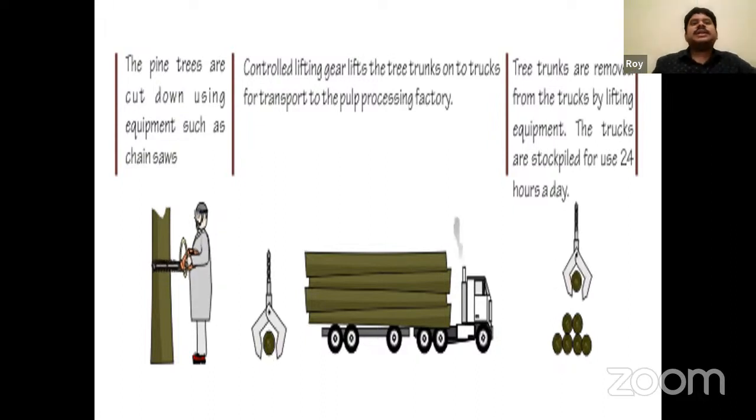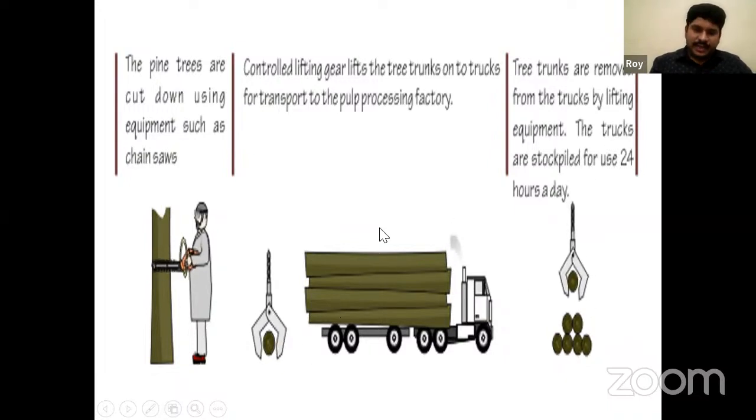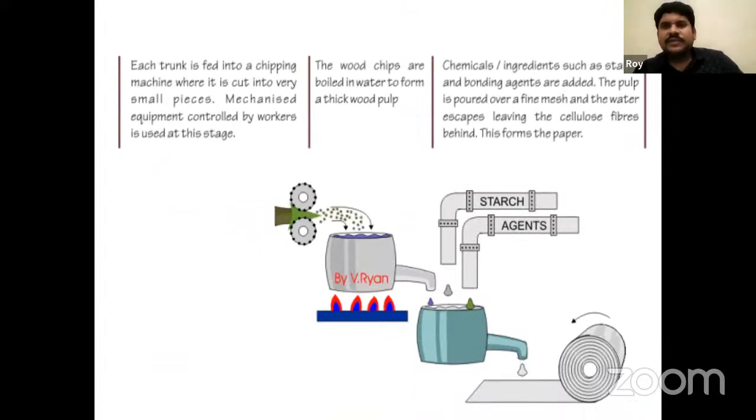Okay, someone is cutting the trees, right? And it is transported to a factory on the trucks. These trunks are transported, and again it is unloaded in one day. The next step. Now, can anyone tell what is the final form? Paper making. Very good. Paper making.